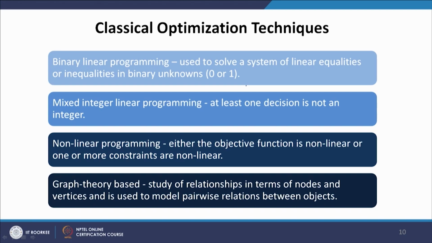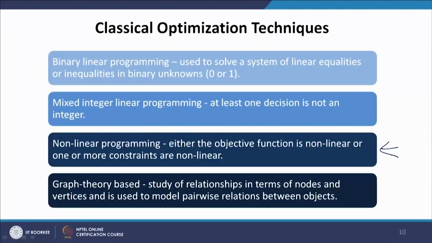Nonlinear programming, where either the objective function is nonlinear or one or more constraints are nonlinear. Now, we can move to graph theory methods, which is the study of relationships in terms of nodes and vertices, and is used to model pairwise relations between objects. So, I think these are the different types of classical optimization techniques one can use to identify the PMU locations.